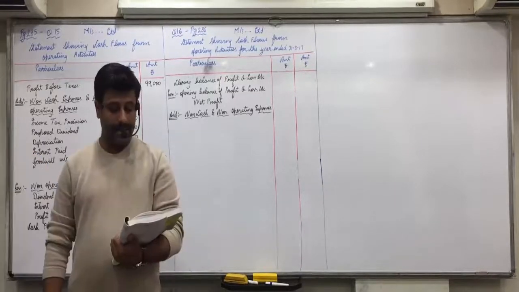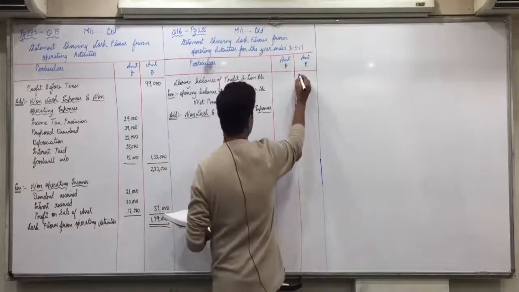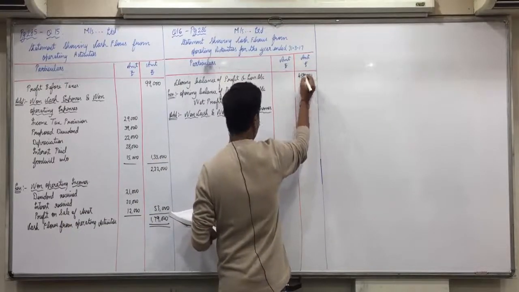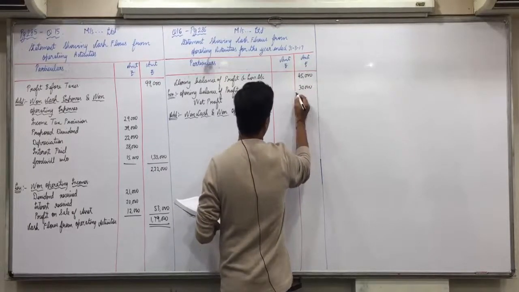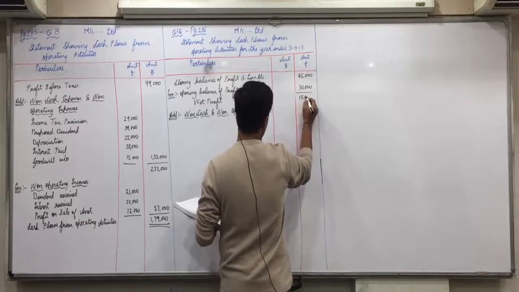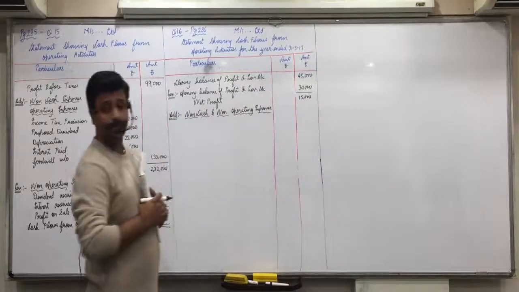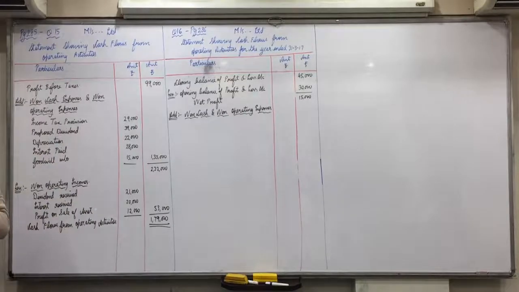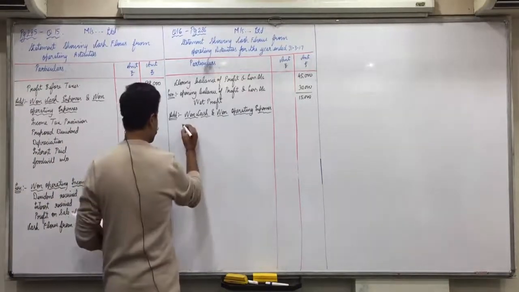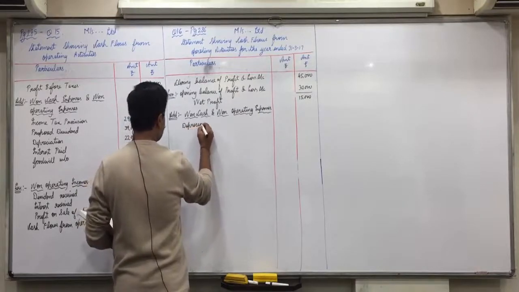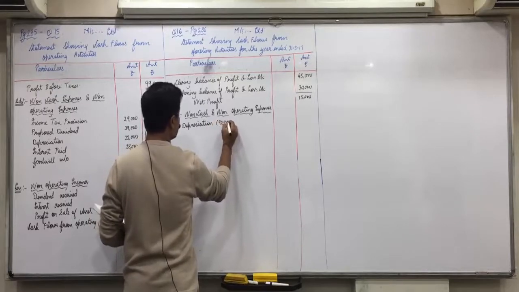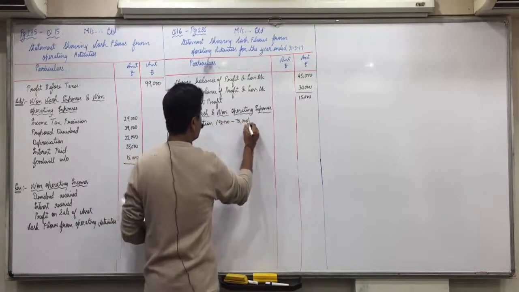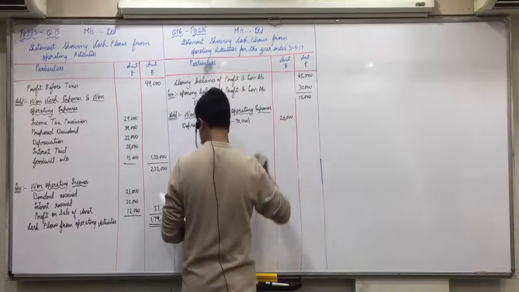Closing balance of profit and loss account 45,000 minus opening balance 30,000, so net profit is 15,000. Further, add non-cash and non-operating expenses. What amount? Depreciation: 90,000 minus 70,000, 20,000.